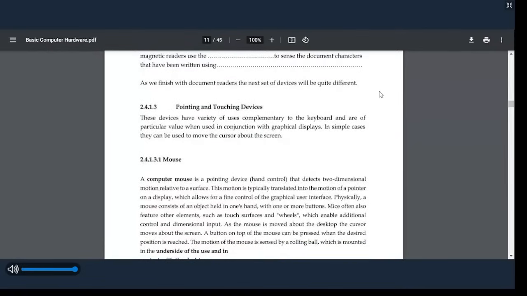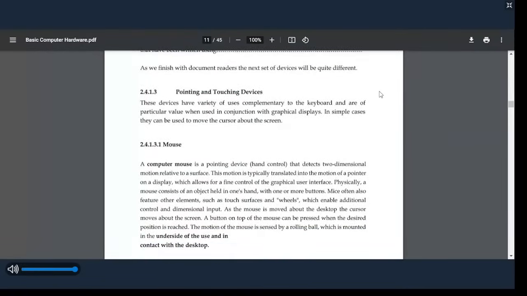A computer mouse is a hand-controlled pointing device that detects two-dimensional motion relative to a surface. This motion is typically translated into the motion of a pointer on a display, which allows for fine control of a graphical user interface. Physically, a mouse consists of an object held in one's hand with one or more buttons. Mice often also feature other components such as touch surfaces and wheels, which enable additional control and dimensional input.